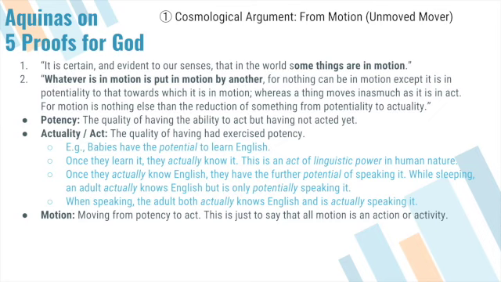All right, and let's go back up to number 2 where it's in bold. It says whatever is in motion is put in motion by another, right? So it was me who held the rock up. So something has to have had a prior cause, right? Anything that moves was pushed by something else, something prior.